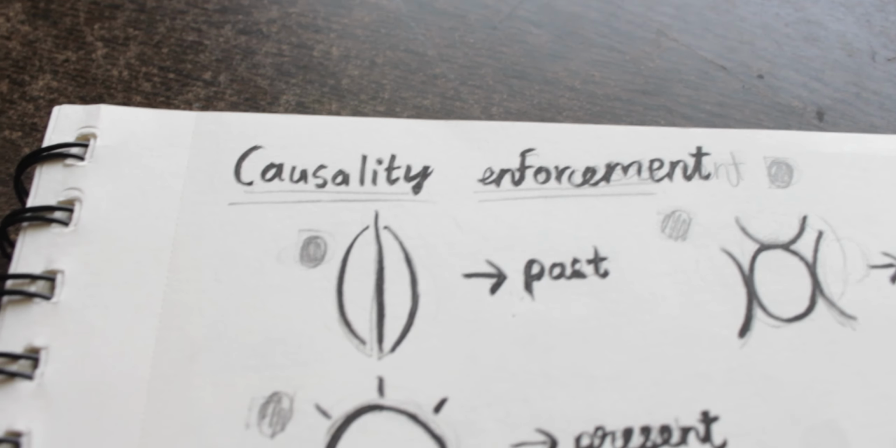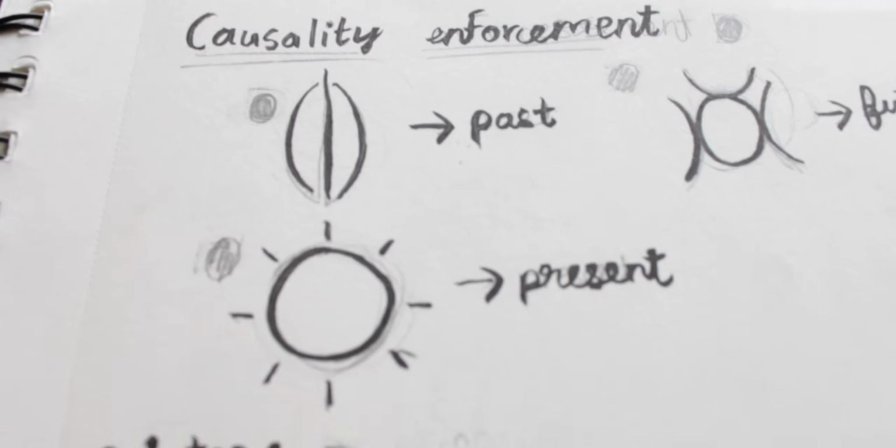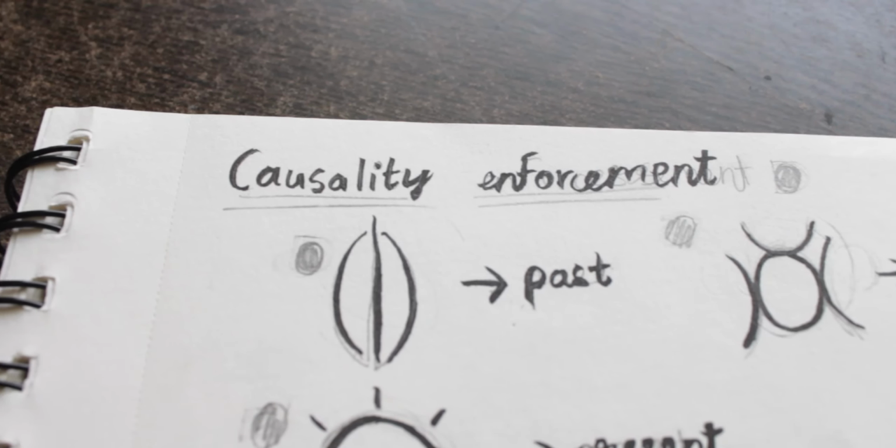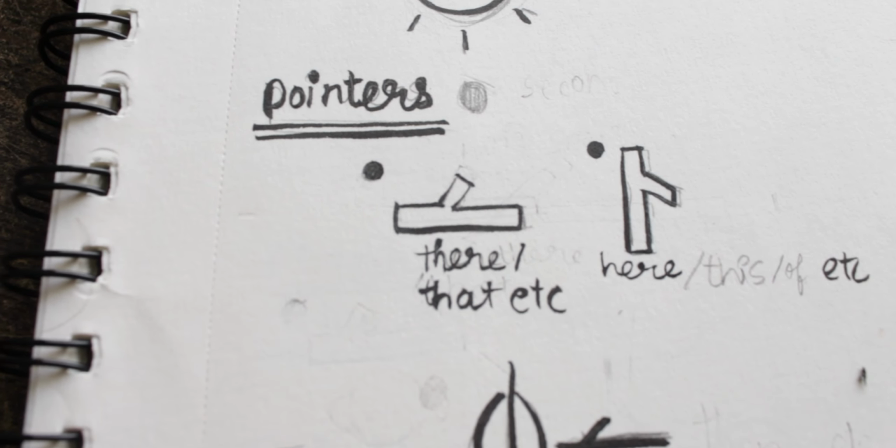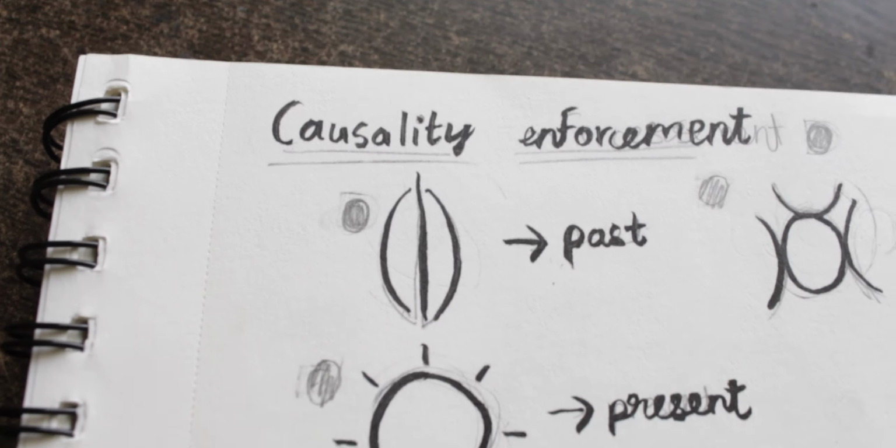So, causality enforcement, past, present, and future. These things are represented with symbols. If you want to point to a time in the past, you would put together the pointer for there and the causality enforcer, which is the past. And then you could refer to a time in the past.